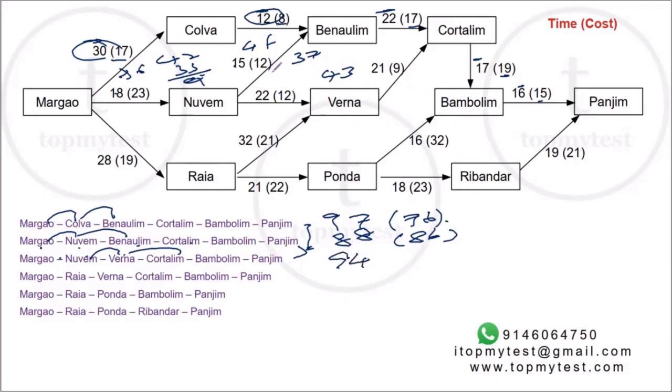Similarly, here this cost is the same, whereas this cost is dropped by 8. So overall it will drop by 8. So it will become 78. 86 minus 8, 78. Similarly, I can do it for Raya, Verna and Ponda as well, right?